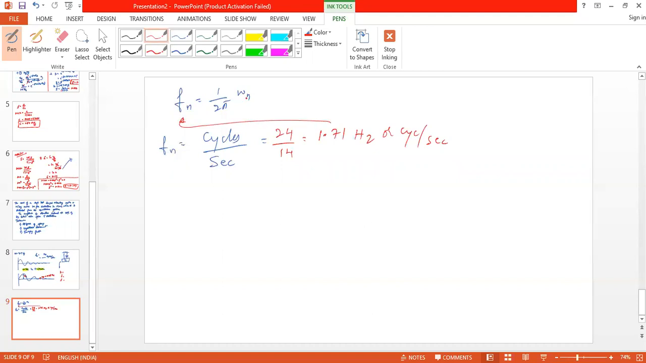So I can substitute this here and get the value of omega n. Therefore 1.71 is equal to 1 by 2 pi omega n, or omega n is equal to 1.71 into 2 pi. Multiplying by 2 pi, we get omega n equal to 10.77 radians per second. Any doubt?